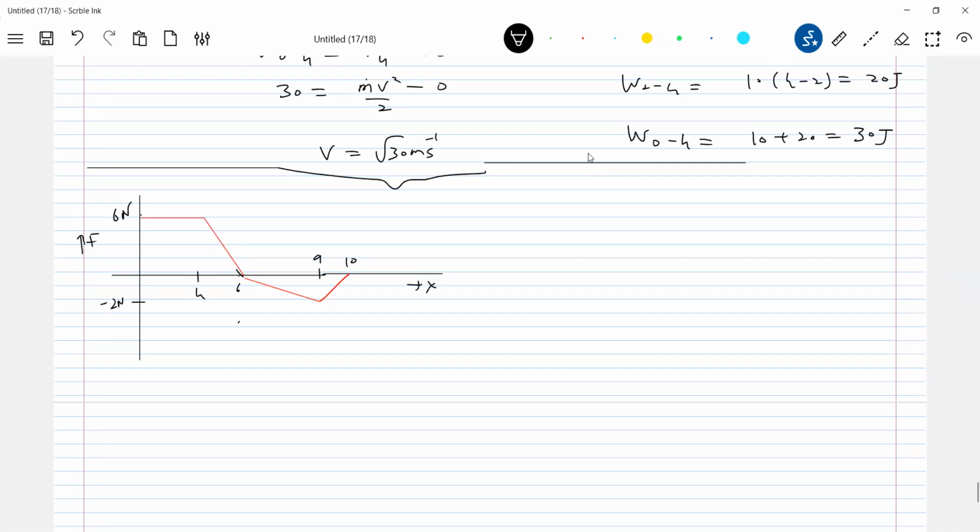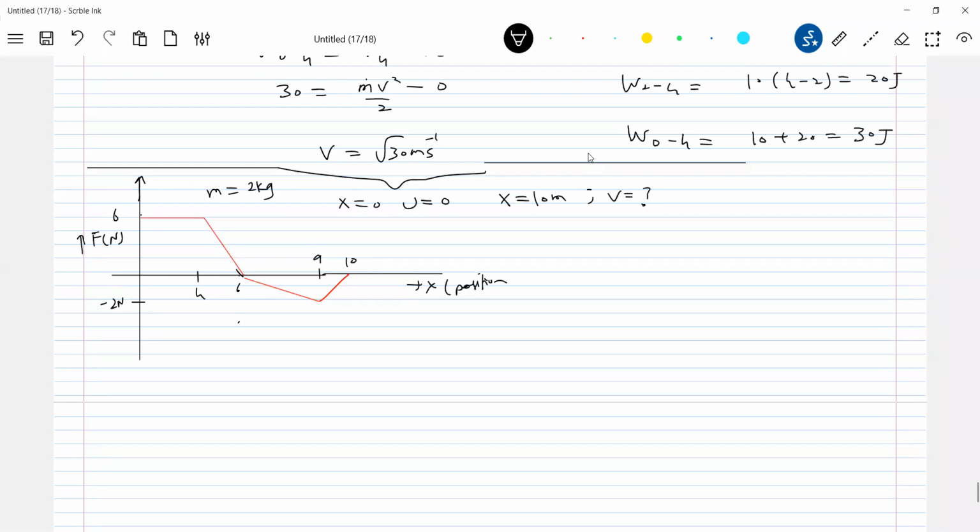This is again x, the position, and this is the force F. Now we have to calculate: initially at x equals 0, the initial velocity of the particle is 0. We have to calculate at x equal to 10 meter, what is the velocity of the particle. Let the mass of the block be 2 kg.